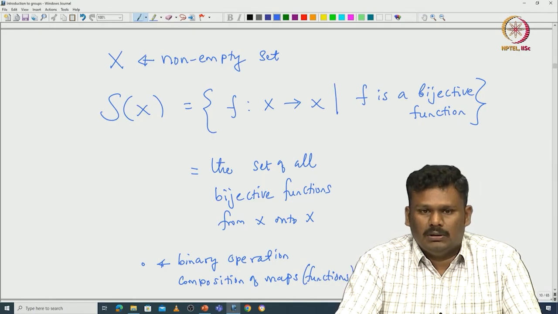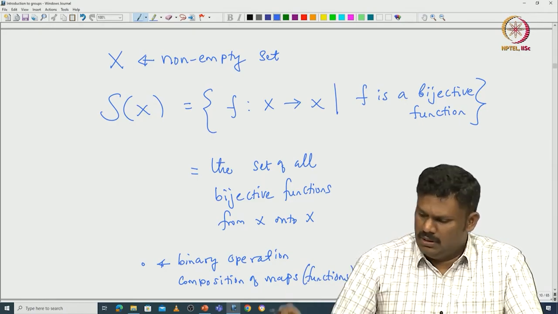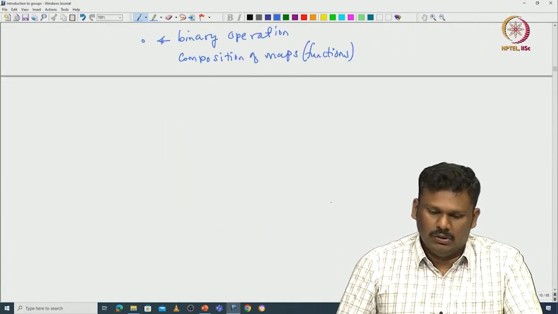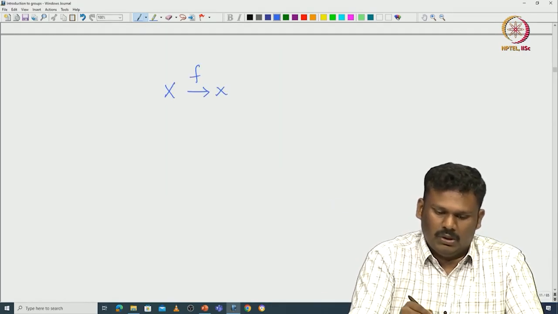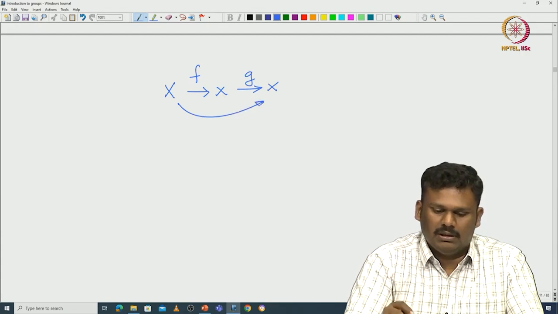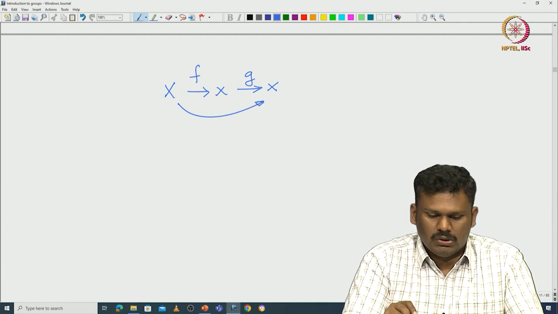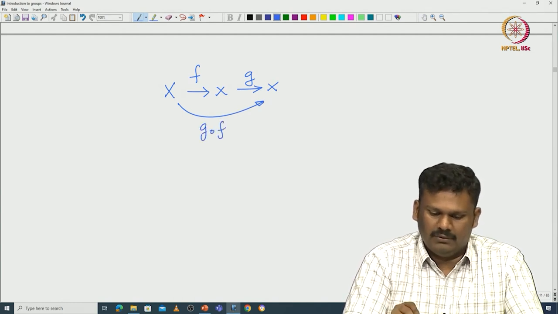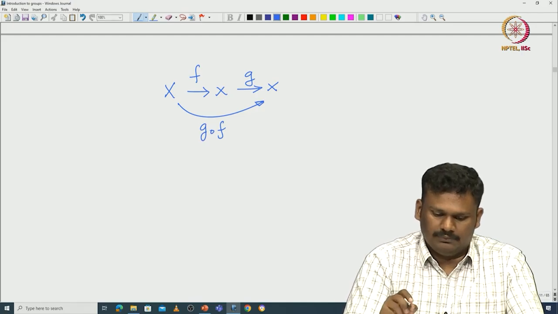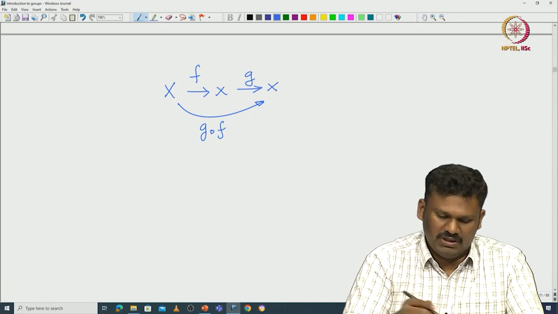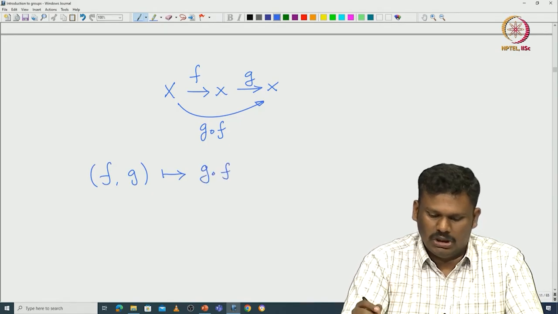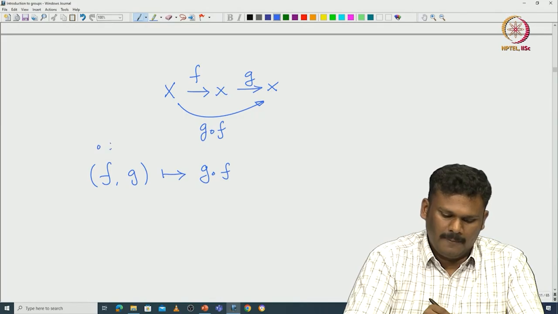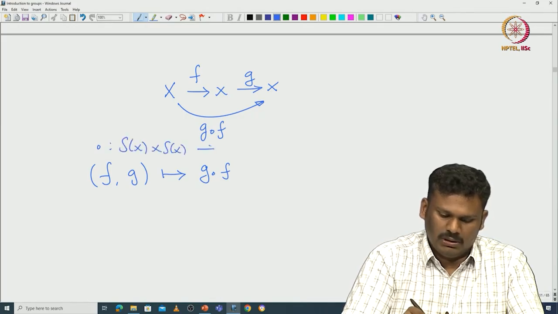Okay. So all of you know what composition is, I believe. If you take two bijective functions and you compose them, then you again get a bijective function. So you have a bijective function from X to X, call it f, and then you have another bijective function from again X to X. Then you can define this composition, which is defined to be g composition f. This is your unique element associated with (f, g). Given (f, g), you just send it to g composition f. So this is a map from S(X) cross S(X) to S(X).